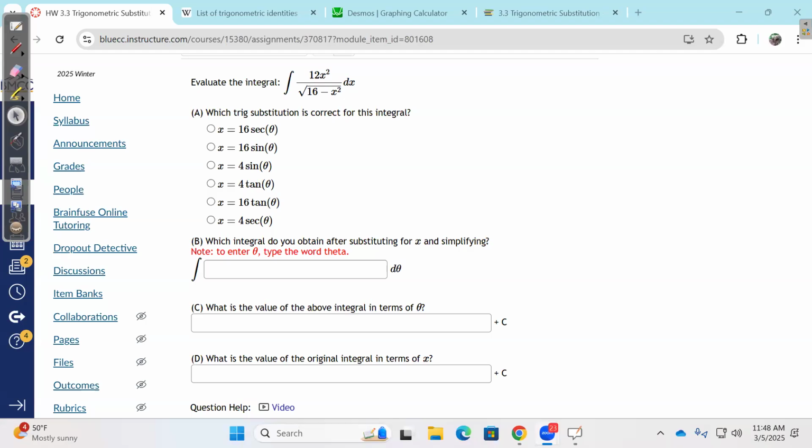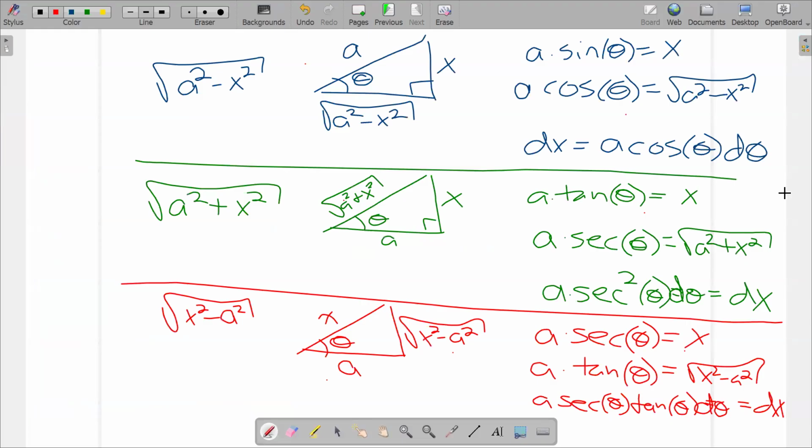So here they're telling me to guess which substitution I want to make. Before I guess, I'm going to look back at my cheat sheet. Here are the three scenarios that we use for trigonometric substitution. If we have a squared minus x squared, the sine is the predominant substitution. If it's a squared plus x squared, the tangent is the predominant thing we substitute. And if it's the square root of x squared minus a squared, secant is the key to that one.